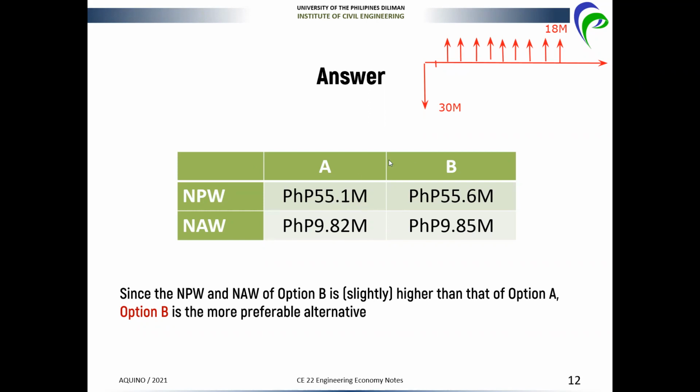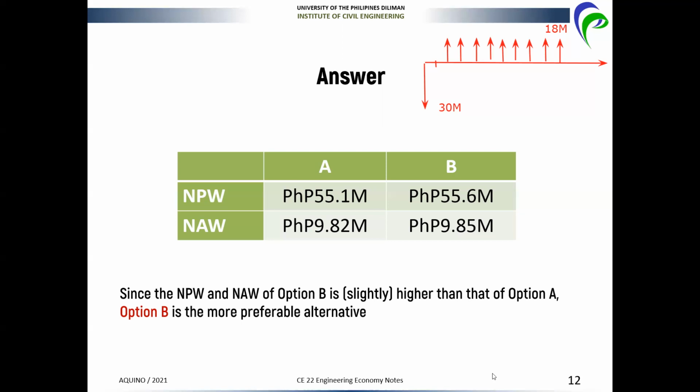Now, if we decide to convert them to annuities instead, yung buong cash flow, papalitan natin ng annuity running from year 1 to year 10 lang, it will result in a net annual worth for option A of 9.82 million and 9.85 million for alternative B. Since the net present worth of alternative B is higher, even if slightly, than option A, anong ibig sabihin nito? Ibig sabihin nito, option B is the more preferable alternative. That's the more profitable of our options, and therefore we should go with that.